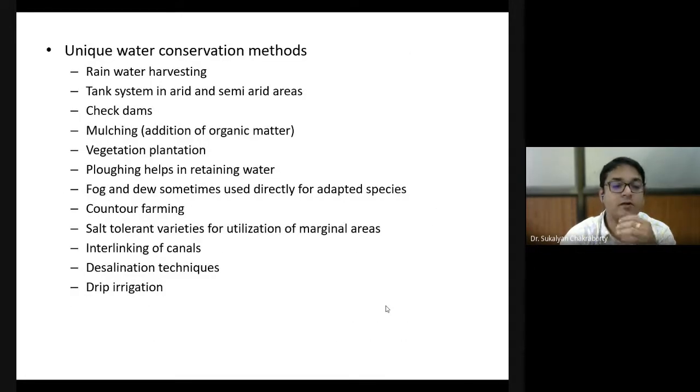These are some of the unique water conservation methods: rainwater harvesting, check dams, mulching, vegetation plantation to check erosion, plowing, contour farming, fog and dew sometimes used directly for adaptive species, desalination technique, drip irrigation, interlinking of canals, though interlinking of rivers is again a controversial issue. Many of these have been adopted to date in fulfilling SDG 6, but the magnitude of this acceptance and implementation is more required throughout our country as well as the world for effective management of water resources.